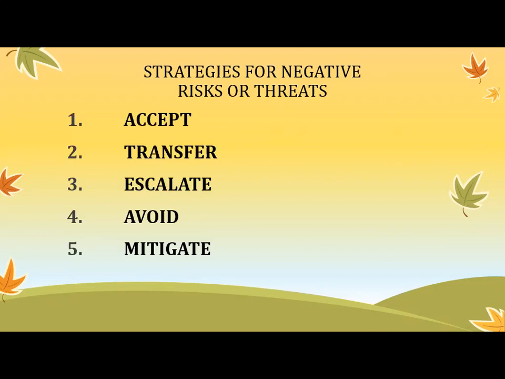So the summary is when you put all of these together, you can see we've got an acronym, A team. A team. Well, not the A team, but A team. Whatever you make of that, this is how you can remember the strategies for negative risks or threats: accept, transfer, escalate, avoid, and mitigate. I hope that helps you along in your studying.